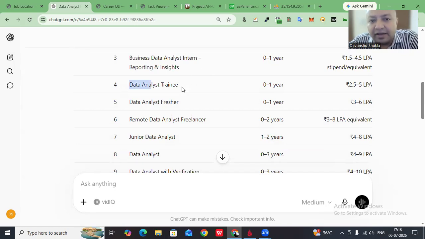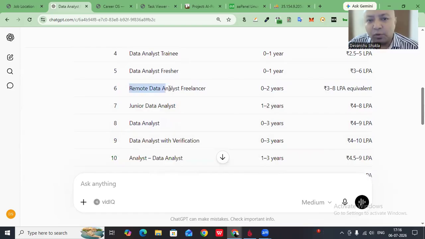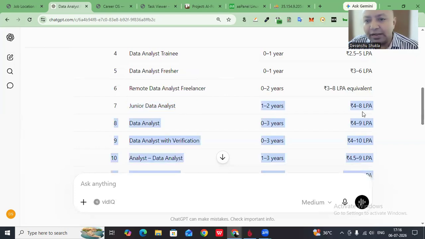Then what do we have? We have data analyst trainees, those who are hired as freshers from college, or candidates who have just completed college. Then you have, let's say, a data analyst fresher with a salary band of 3 to 6 LPA. Then we have remote data analyst freelancers, 0 to 2 years of experience, 3 to 8 LPA equivalent. Then you have roles like junior data analyst, around 4 to 8 LPA, 1 to 2 years of experience.